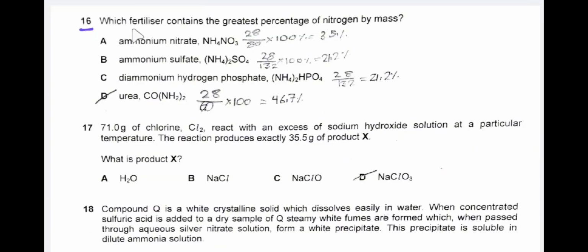In question number 16, which fertilizer contains the greatest percentage of nitrogen by mass? For ammonium nitrate, what is the percentage by mass? Percentage of nitrogen is the Ar of nitrogen, 14, times its number of moles, since there are 2 moles of nitrogen, divided by the total Mr. We follow the same procedure for these 4 options and we get the percentages 35%, 21.2%, 21.2% and 46.7%. So the highest percentage is for the urea. So the answer is D.